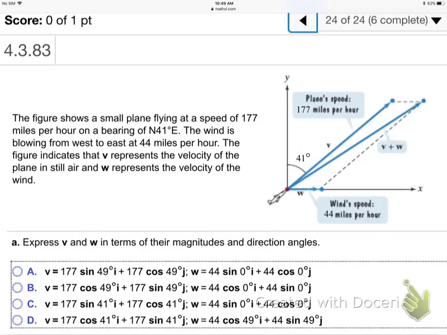Figure, small plane, cruising to the right, 177 miles per hour, and bearing north 41 degrees east. They're giving us a nice picture showing that. The wind is blowing from the west to the east at 44 miles per hour. The figure indicates that V represents velocity of the plane in still air, and W represents velocity of the wind. Express V and W in terms of their magnitude and direction angles.